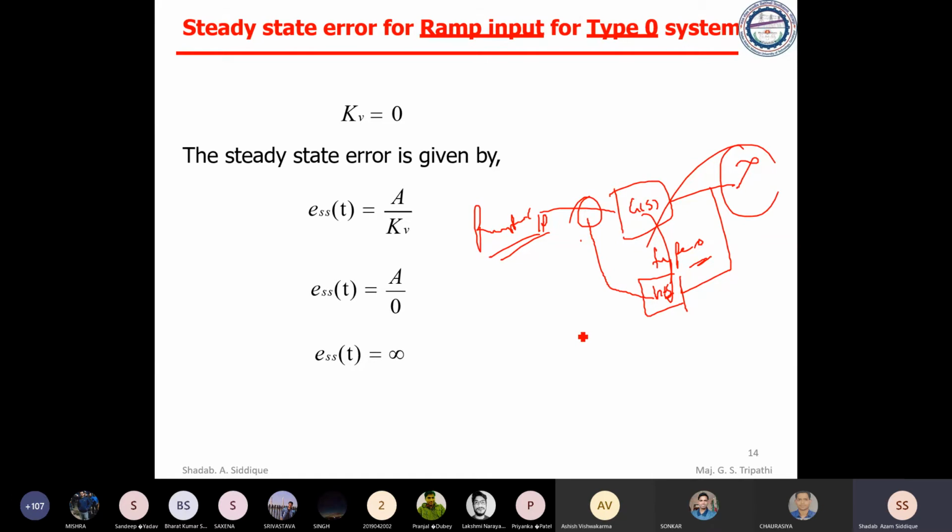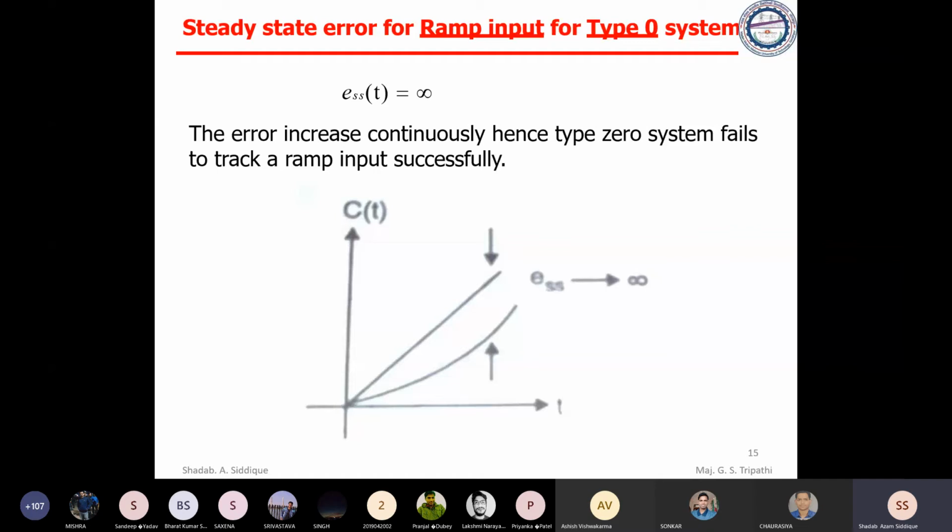So this is the error we are getting. ESS is nothing but infinite. This is the response which you are getting, and the error will be increasing, increasing and increasing, so the error is tending to infinity. The response looks like this one. Hence the type 0 system fails to track the ramp input successfully.